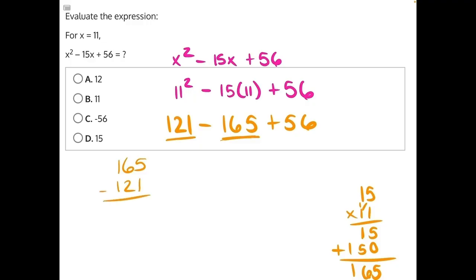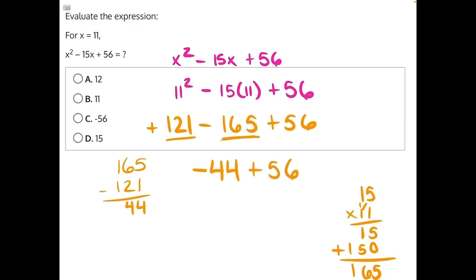So if this 121 is positive and this 165 is negative, but that's the greater number, that means our result is going to be negative. So let's do the subtraction and then we'll add a negative sign afterward. 5 minus 1 is 4, 6 minus 2 is 4, and then 1 minus 1 is 0. So this result is going to be a negative 44 plus 56.